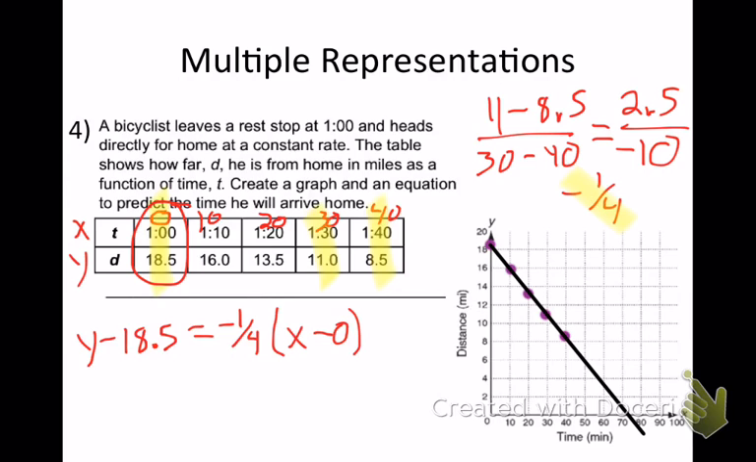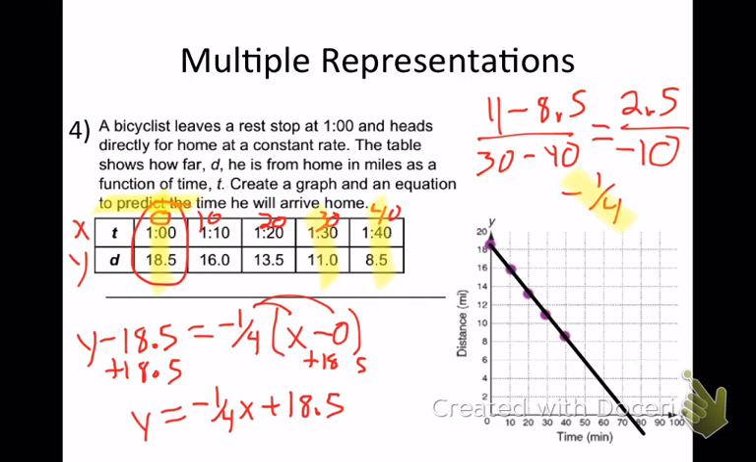Now I got to change that to slope-intercept form. So what do I need to do? 2 steps. I need to distribute and then add 18.5. So I get y equals negative 1/4 x plus 18.5. Very good. Now the question asked me, predict the time he will arrive home.